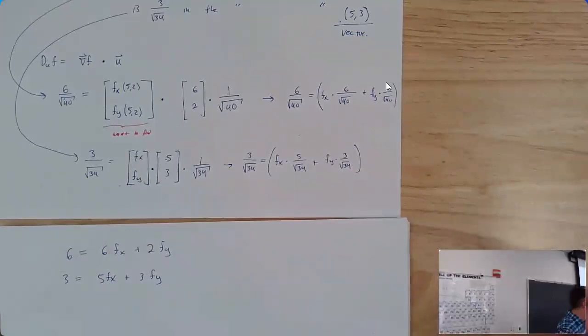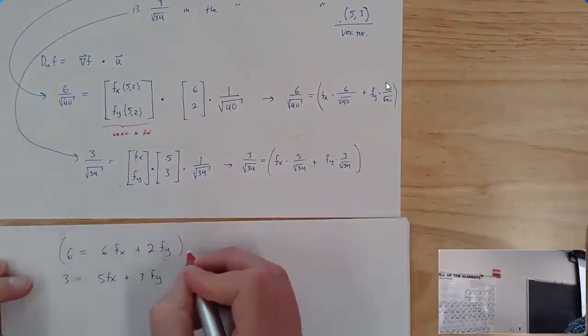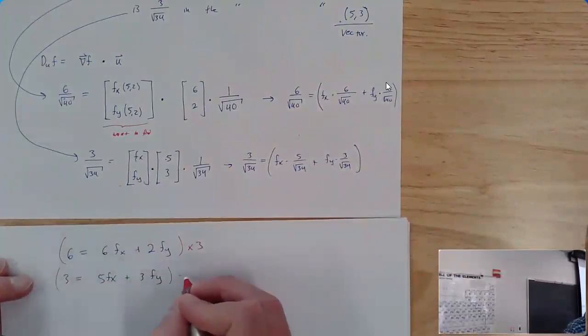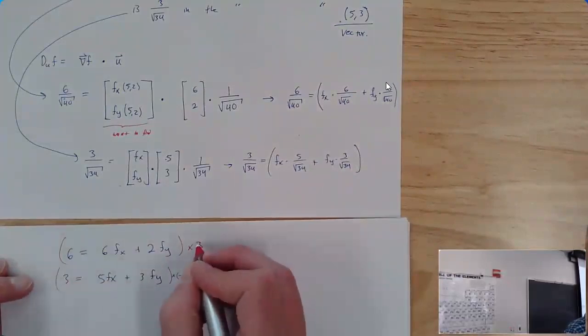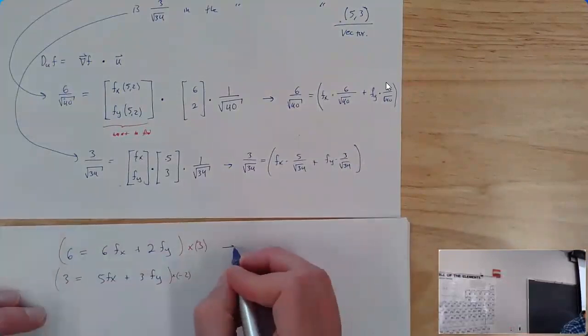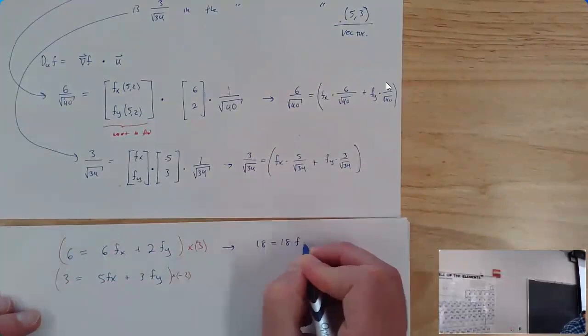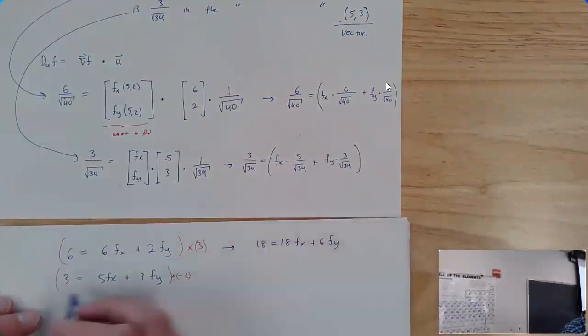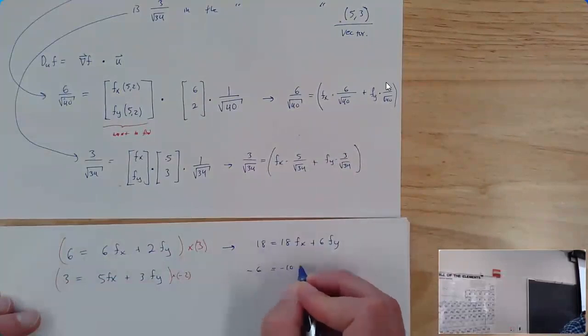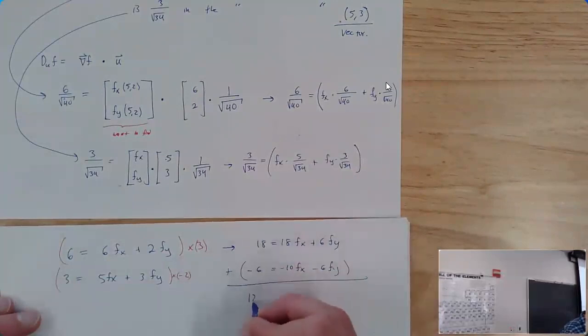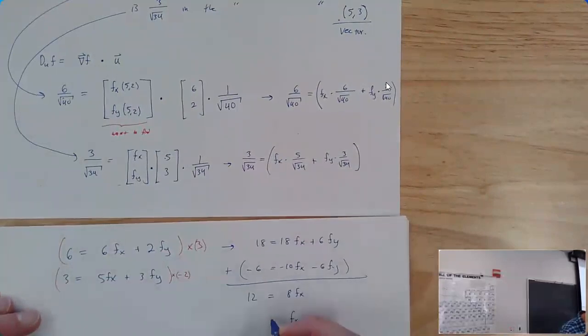And then you can either solve for one and plug it into the other, or eliminate something. I like eliminating better. So I'm going to multiply this by 3, this by -2 to eliminate the fy's. I'm going to get 18 equal to 18fx plus 6fy. I'm going to get -6 equal to -10fx minus 6fy. And then we're going to add them together and get 12 equal to 8fx plus 0fy. So fx is going to be 12/8, which reduces to 3/2.